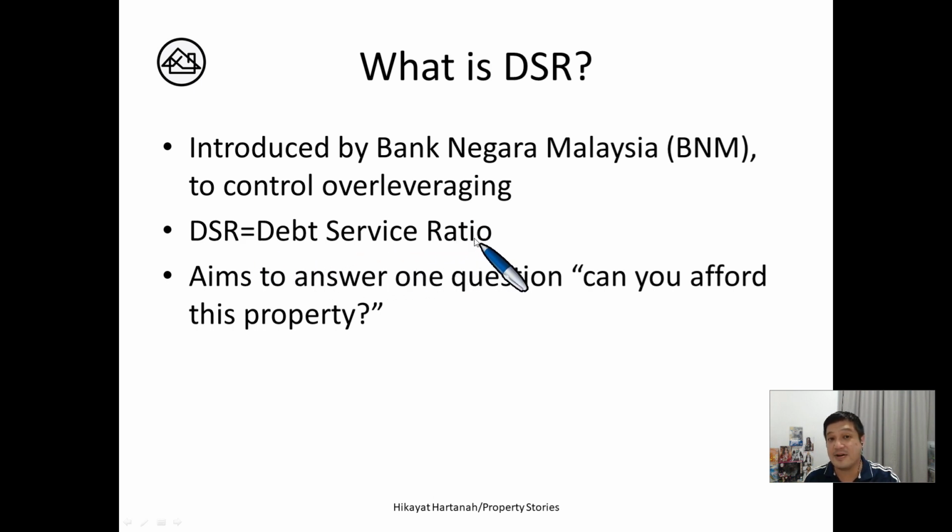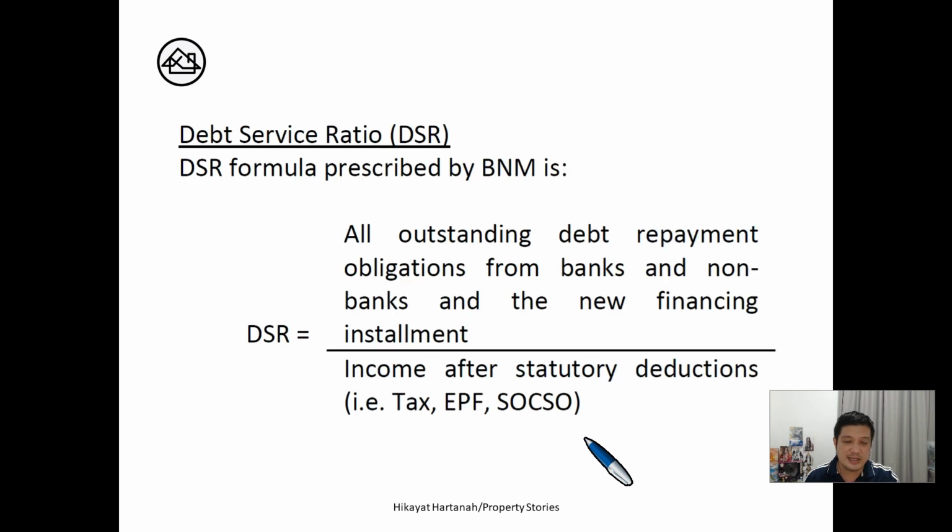Yes, DSR stands for debt service ratio. It just aims to answer one question only. The question is, can you afford this property? Can you afford this property? That's what it's trying to do, okay? Last time it was based on gross income, but right now DSR is based on net income. This is the formula as prescribed by Bank Negara Malaysia, the central bank.